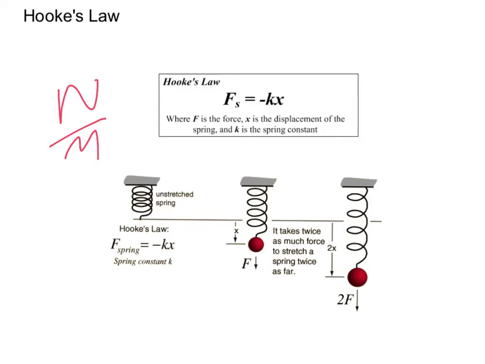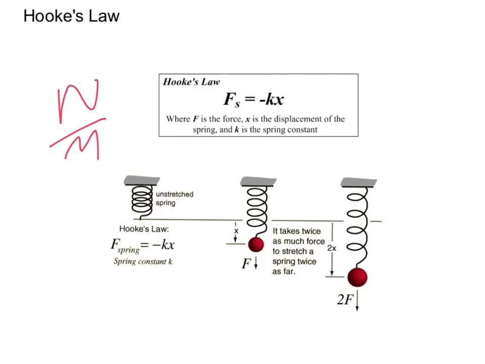The minus sign in Hooke's law simply means that the direction of the spring's force is opposite the direction of the force that has compressed that spring. Which makes sense, right? If you compress a spring to the right, it's going to exert a force to the left. That's all that minus sign means.